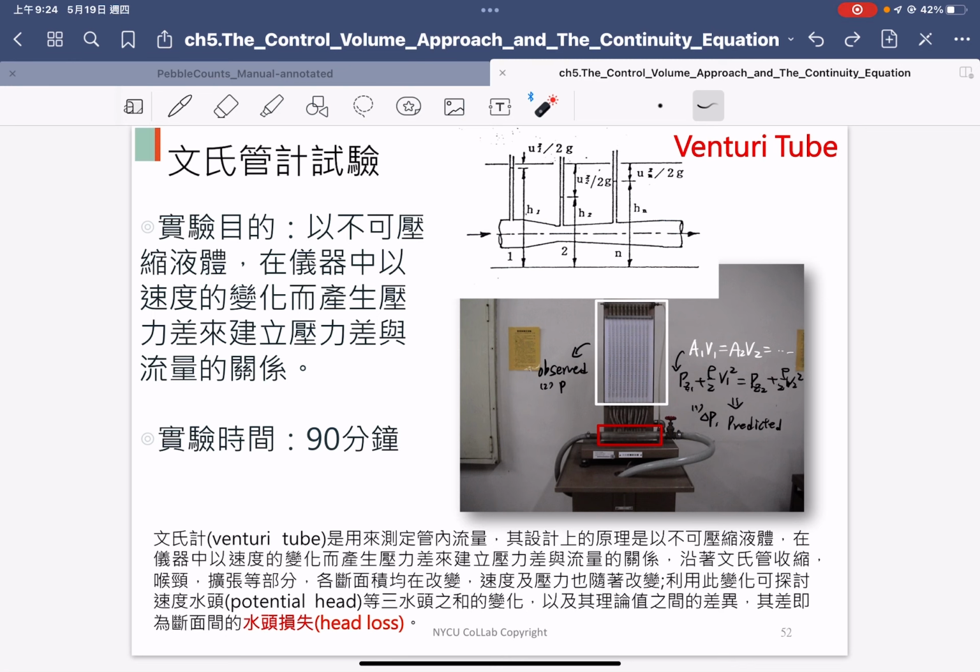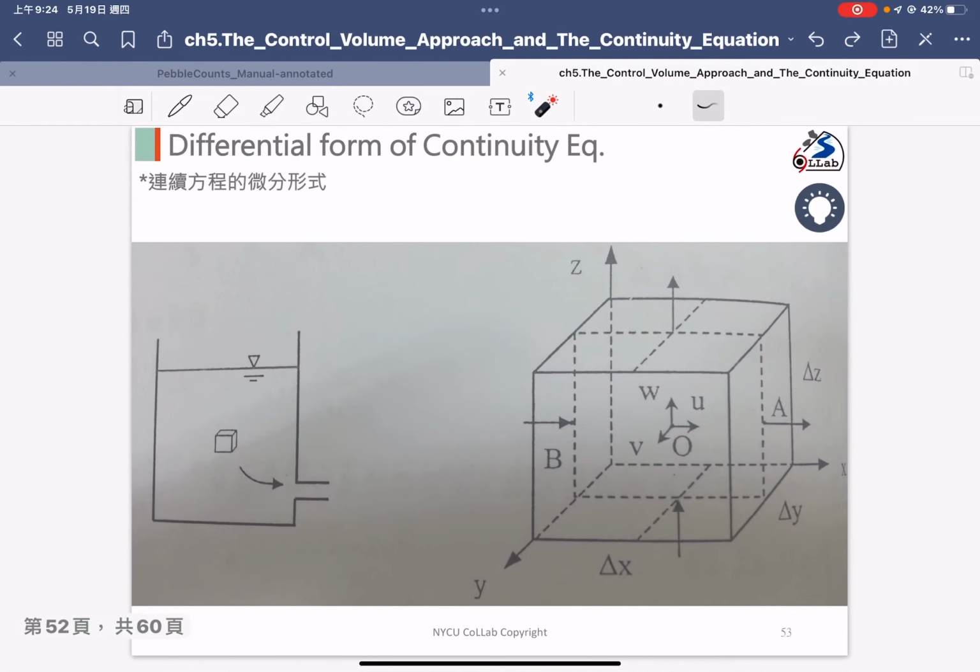Okay, so that's the Venturi experiment in the next semester. So the next one we will briefly introduce the differential form of the continuity. So we may start here, and we have a 10-minute break, and after the break we'll come back to the class.